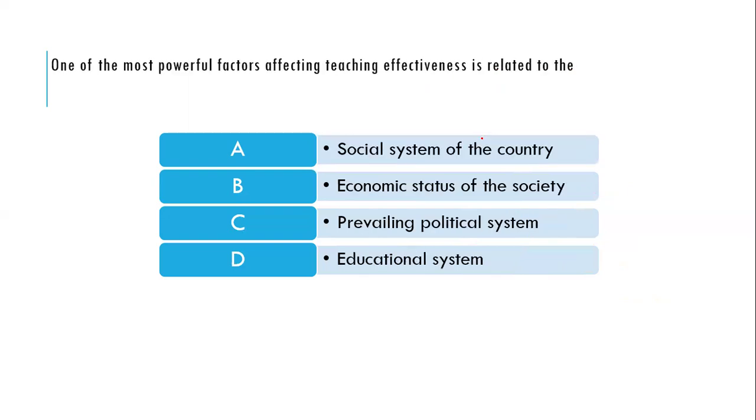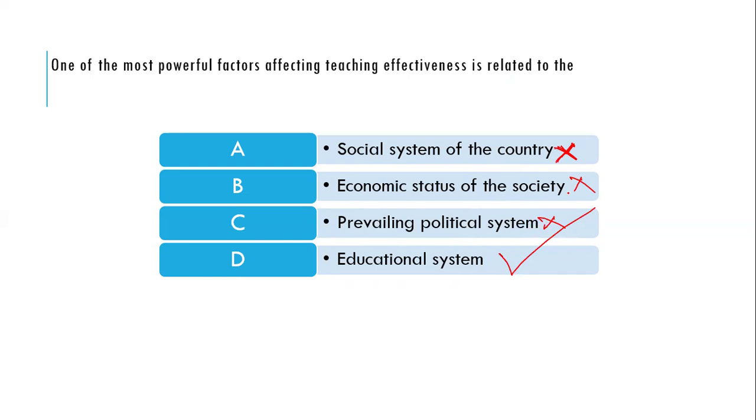Then, one of the most powerful factors affecting teaching effectiveness is related to... definitely not the social system of the country. We have seen one image of a teacher teaching computer in the classroom to the students without even a computer. He drew everything from the computer. So social system of the country is not. Economic status of society, definitely not. Prevailing political system, no. Education system, definitely yes.